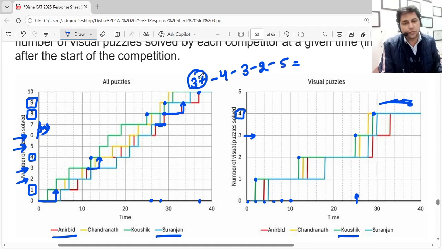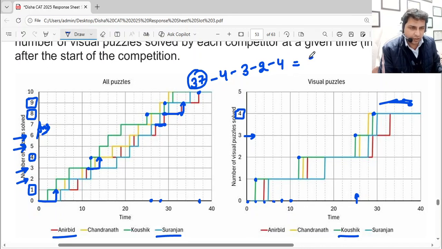So total comes out to be 37 minus 4, 33 minus 3, 30. 4, 3, 2, 5 is 14. So 37 minus 14, 23. 23 by 6, that comes out to be, oh, just a moment. Here it is not 5, it is 4. He started from here, center, he went till here. So 2 and 2, 4, sorry. So this is 4.